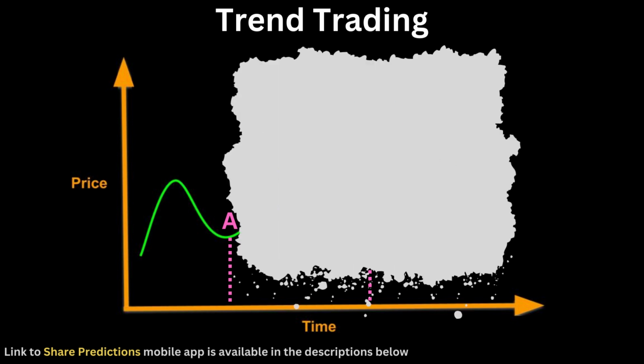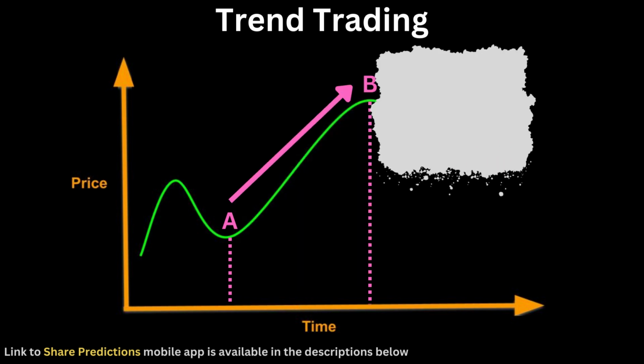But there are two major problems here. If we are at point A and do not know yet how the future is going to look like, how do we actually identify the start of an uptrend? And similarly, if we say that we somehow managed to buy the stock roughly at point A, how do we actually figure out that the uptrend ends roughly at point B?